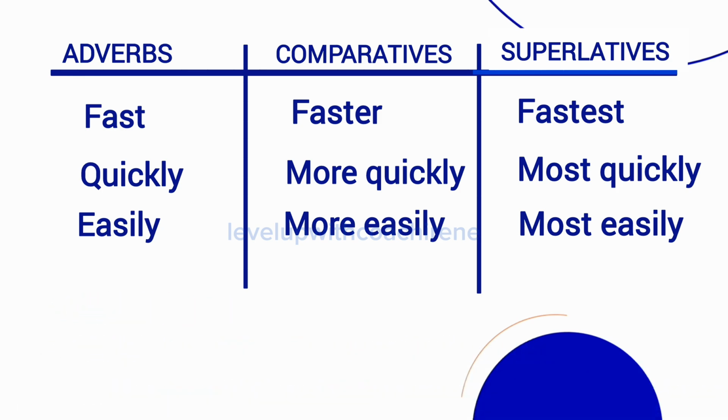In these sentences, notice that comparative forms were used to compare two actions, e.g., fast, faster, quickly, more quickly, whilst the superlative forms were used to compare three or more actions, e.g., fast, faster, fastest, quickly, more quickly, most quickly.